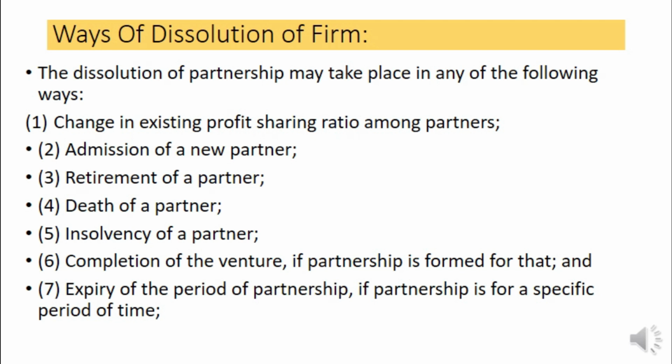Hence, the dissolution of partnership may take place in the following ways. Number 1, change in profit sharing ratio among the partners. Number 2, admission of a new partner. Number 3, retirement of a partner. Number 4, death of a partner. Number 5, insolvency of a partner. Number 6, completion of a particular venture if the partnership is formed for that purpose. Number 7, expiry of the period of partnership if the partnership is for a specific period of time.